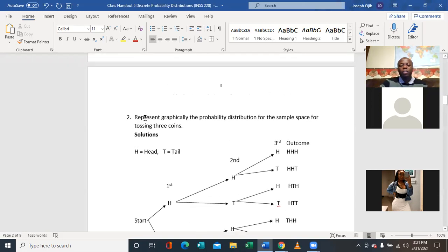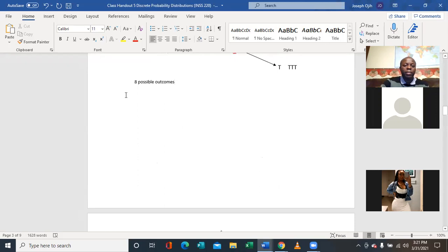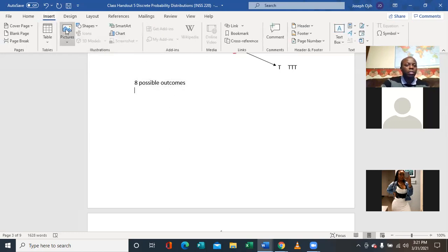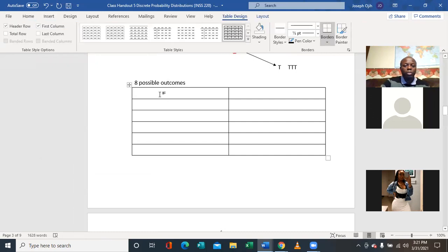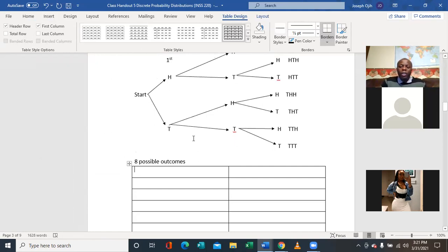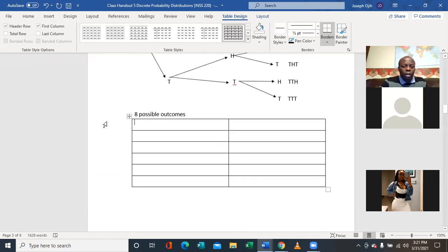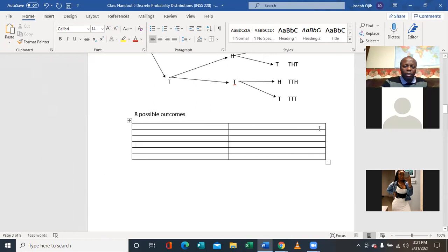Because the question says, represent graphically the probability distribution for the sample space for three coins. So let us make the graph. The way we can make the graph is we make our table of values, like you know. So let's make a table of values here. From this we have the number of heads, or you can use the number of tails. Either way, you get the same results. Let me adjust this, it's too big. That's better now.